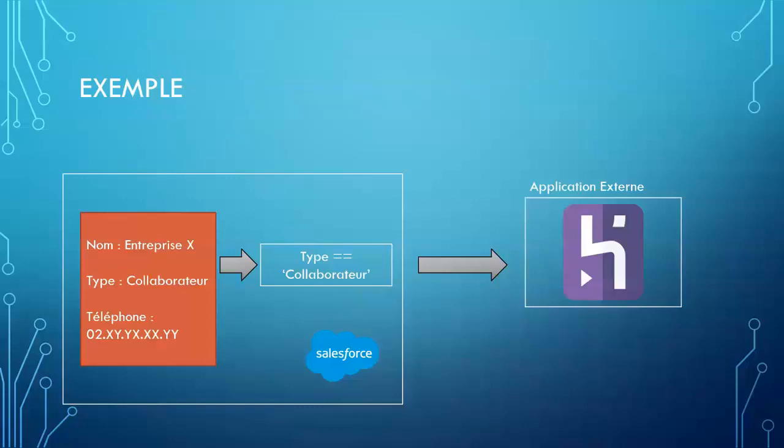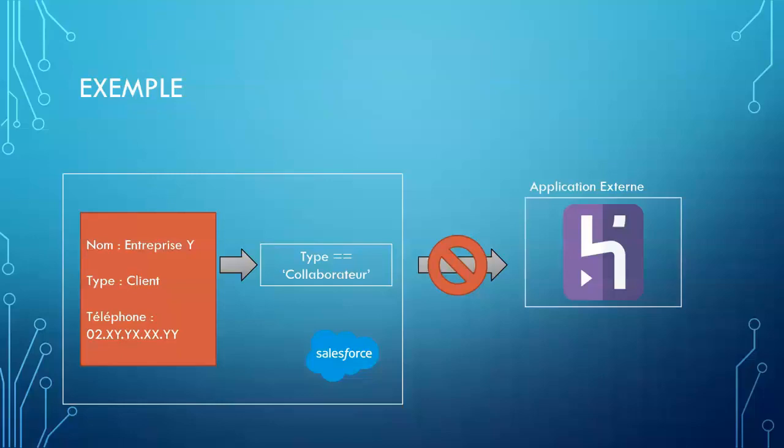Now, let's consider the same example, but this time with a different account. The name of the company is Company Y, the type is customer, and the phone number. Let's say again that there is a change in the phone number, but this time the type is not collaborator, it is customer. So the outbound message will not be sent.